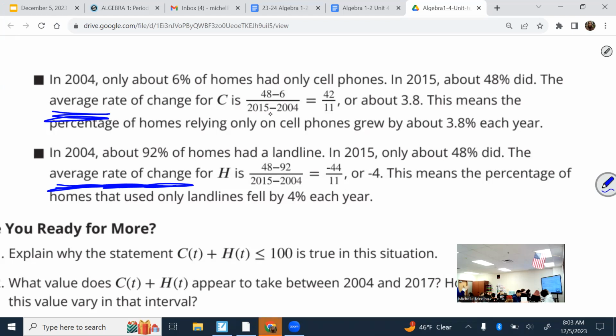Okay, and when they calculated it, the cell phones increased by about 3.8% each year, and the landlines decreased by about 4% each year. Wouldn't you say that that's about the same? Is it exactly the same? No. That's why you could have said yes or no, but just be able to support it. So yeah, it's about the same. Questions on that one?